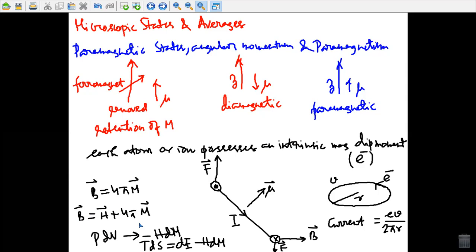And furthermore, the first law of thermodynamics becomes, in the case of magnetic variables, dE, the internal energy, is nothing but the difference between delta Q minus delta W. dE is the increase in the energy of the system, delta Q is the heat transfer to the system, and delta W is the work done by the system.